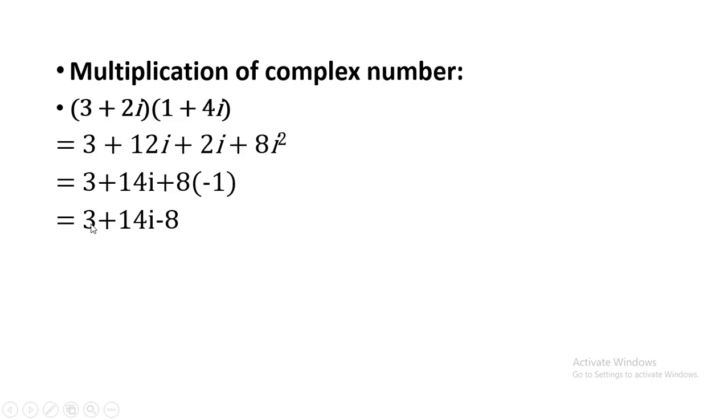Now see, 3 as it is, plus 14 iota as it is, plus into minus gives you what? Minus, so minus 8. The final answer is, see, 3 minus 8 gives you minus 5 and plus 14 iota. So this is how multiplication of complex numbers is done.